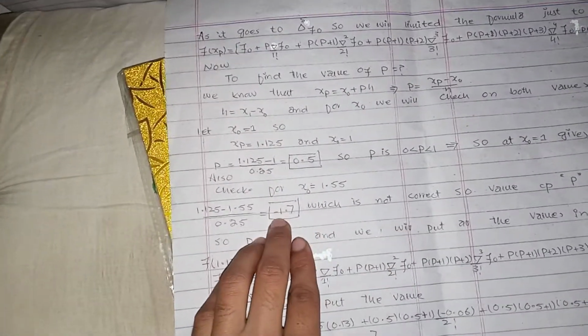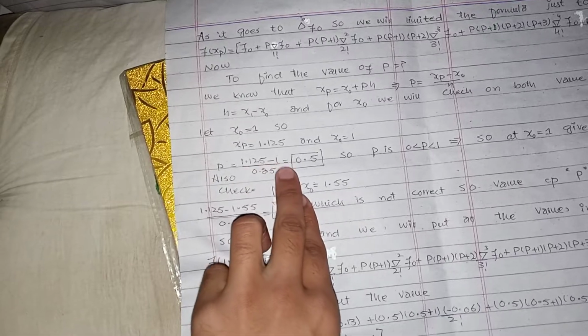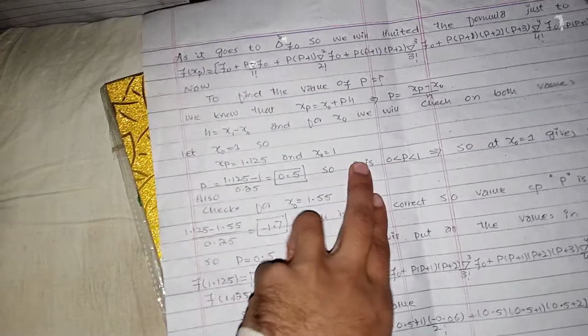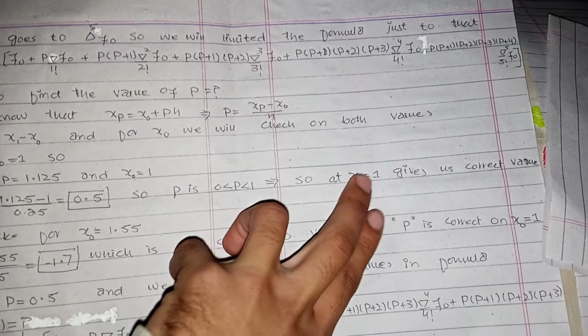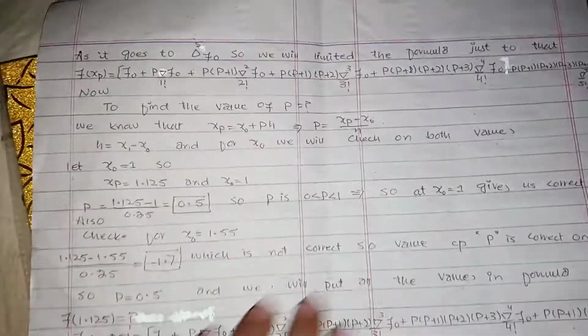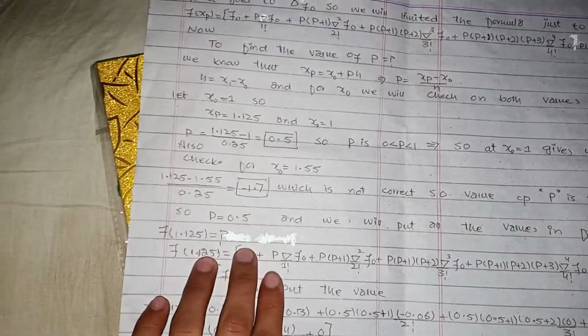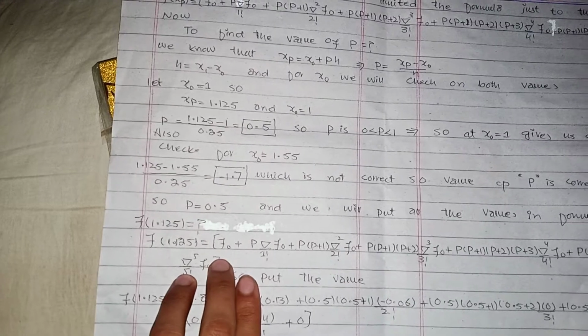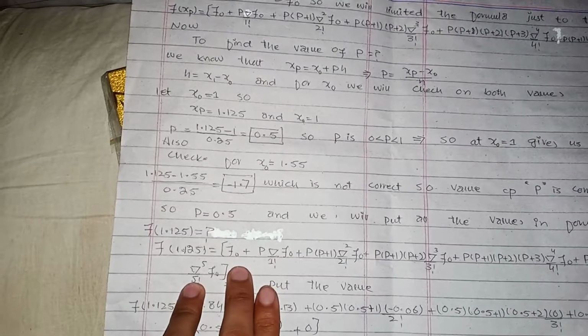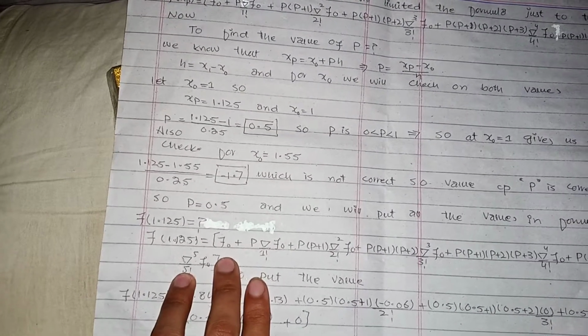So when I suppose the value of x naught equal to 1, it gives 0.5. So p is between 0 and 1. So at this x naught it gives us the correct value. So finally I got the value of p. Now it is very easy because we have found all the values I need.